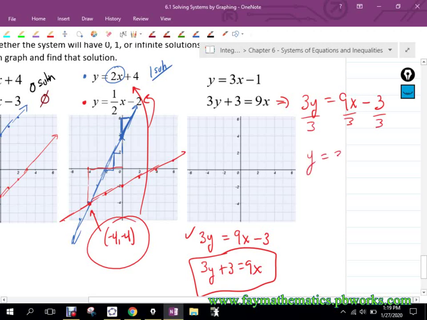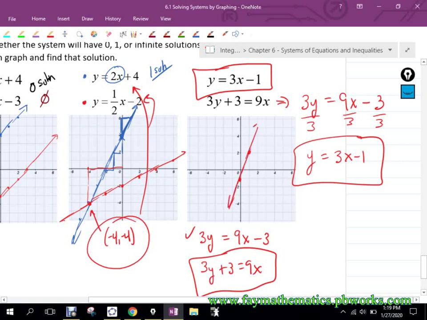And you get y equals 3x minus 1. Is that equation now the same as that one? And if you graph it, minus 1 is my y-intercept, up 3 over 1. If I graph that in red, and then I get the same thing right here, right? If you graph that differently, we've got big problems, right?